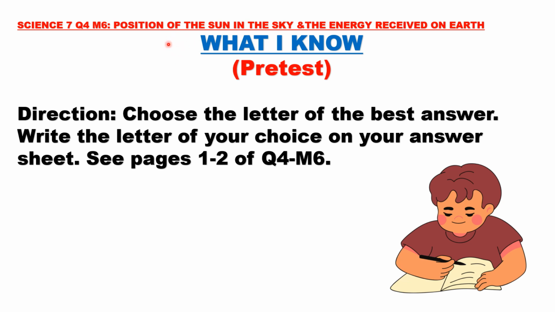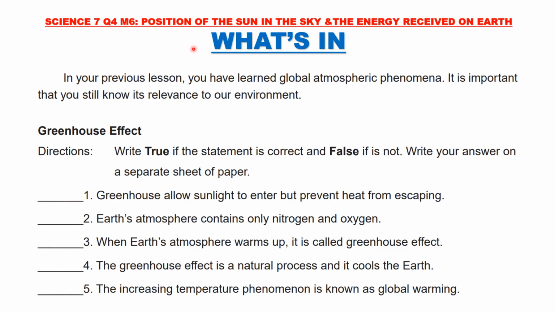What I know. Choose the letter of the best answer. Write the letter of your choice on your answer sheet. See pages 1 to 2 of Quarter 4, Module 6. What's in? In your previous lesson, you have learned global atmospheric phenomena. It is important that you still know its relevance to our environment.